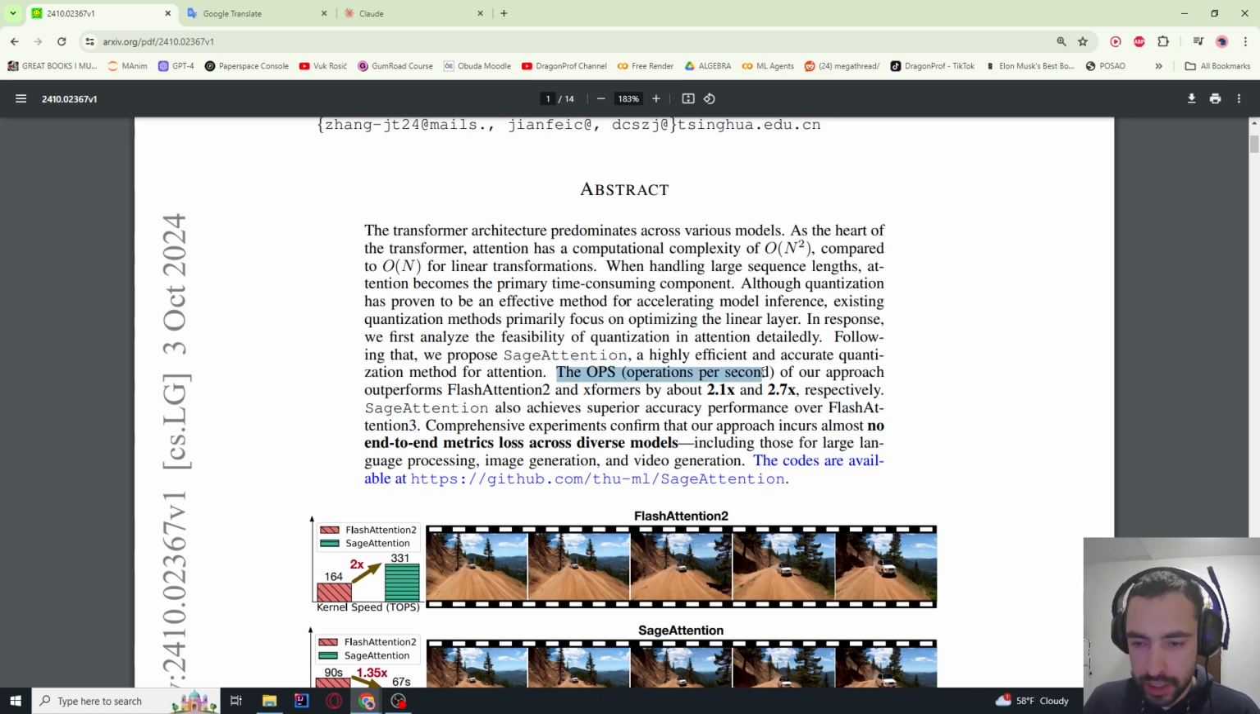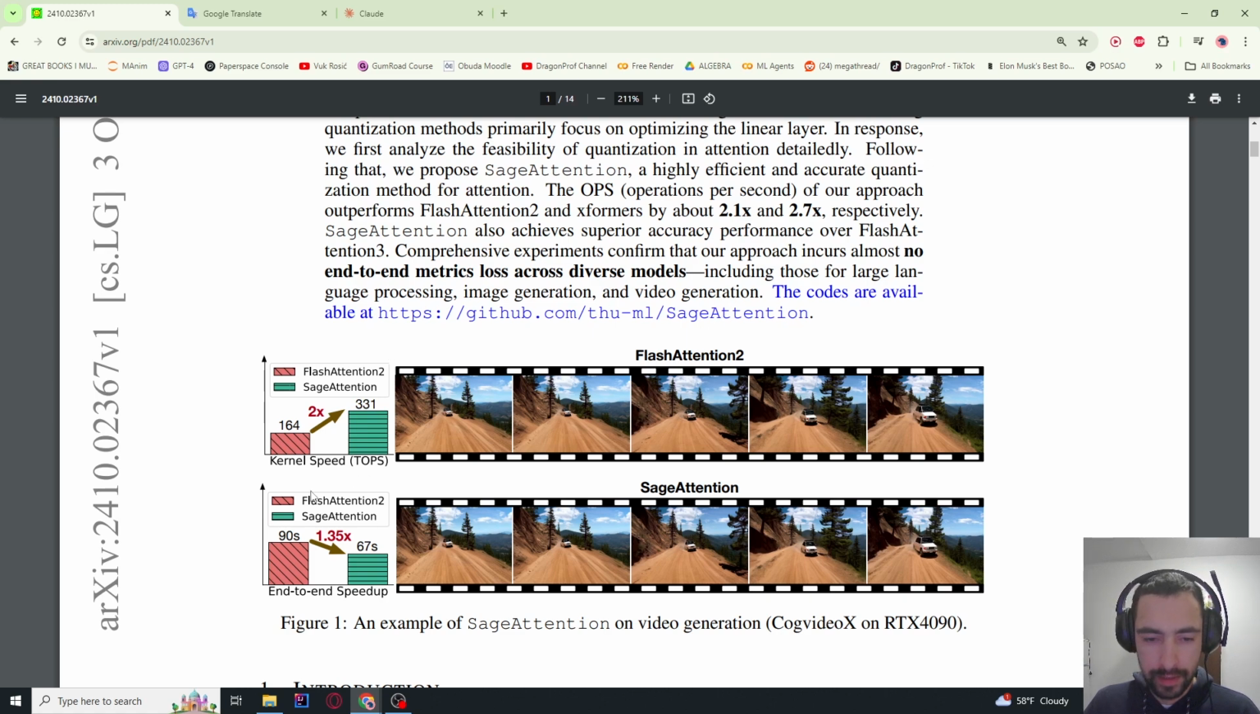The operations per second of our approach outperform FlashAttention 2 and xFormers by 2.1x and 2.7x respectively, and it also achieves superior accuracy performance over FlashAttention 3. They tested it on a lot of models, and there is almost no worsening of the performance. The performance is almost the same. The code is available on GitHub, and let's take a look.